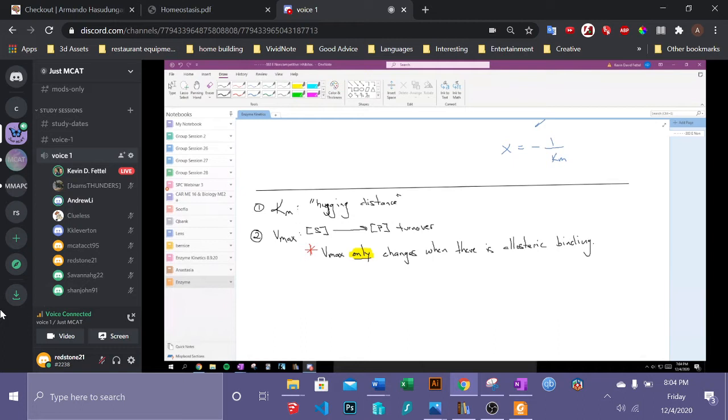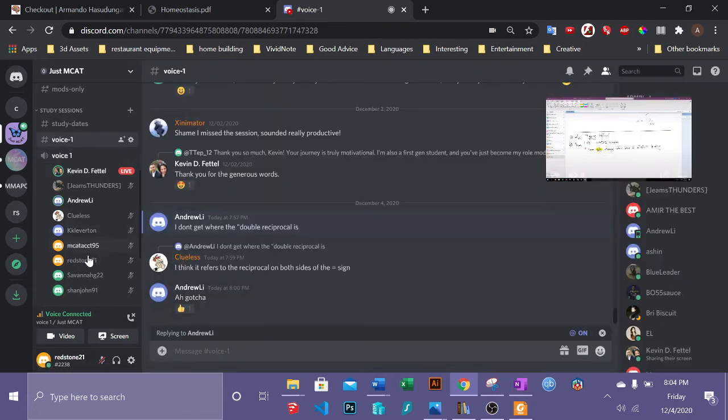Vmax changes when there's like maybe an inhibitor. Nope. It's written down right in front of you. What does it say? Okay. When there's allosteric binding.